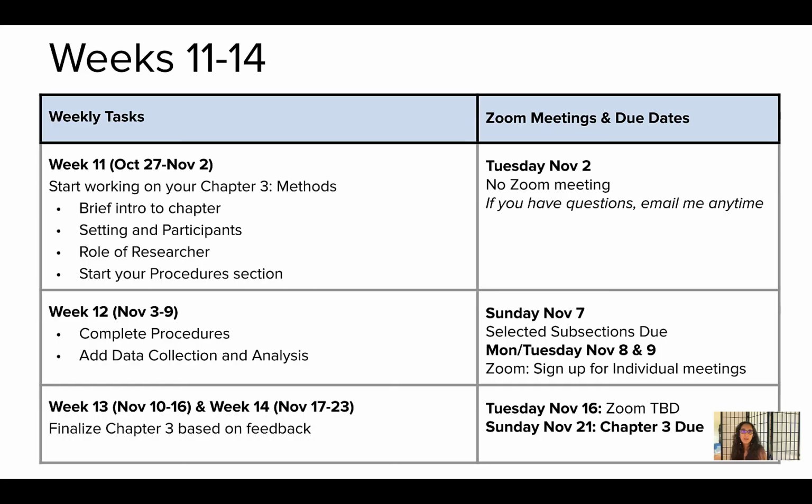So here's a roadmap for how to proceed with Chapter 3 in the next several weeks. In the coming week, week 11, you should start working on Chapter 3, specifically focusing on setting, participants, role of the researcher, and the procedure section. Give yourself the most time and mental space for procedures. That is really the section that takes a lot of time to work through. So when you have chunks of writing time, work on those procedures and really start getting into that, because that's also where the most questions come up, and it's good to get started on that early.